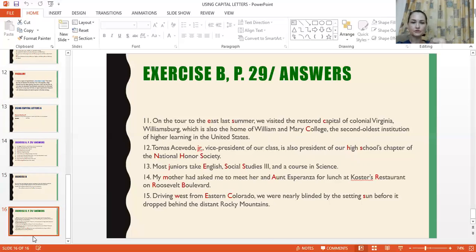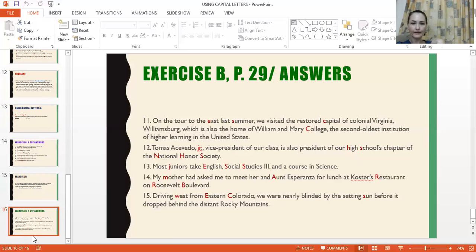13. Most juniors take English, Social Studies 3, and the course in Science. Here we have junior students. We do not capitalize them. But English, Social Studies, and Science are names of courses taken at school. So, of course, we capitalize those.